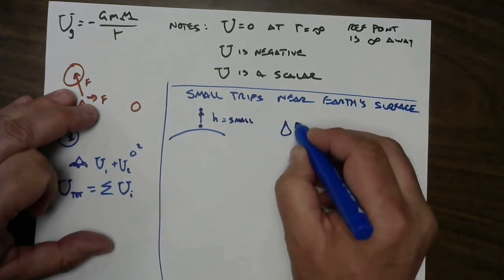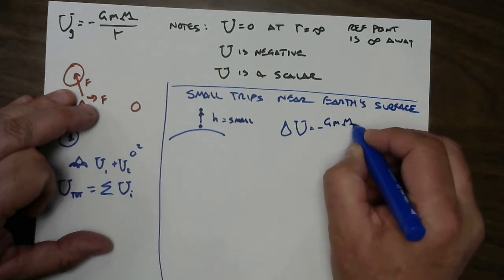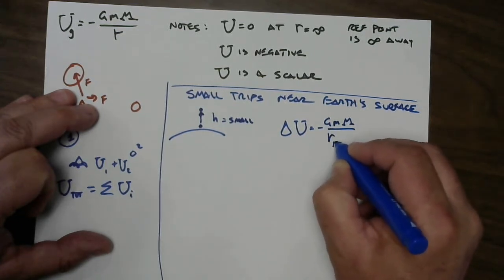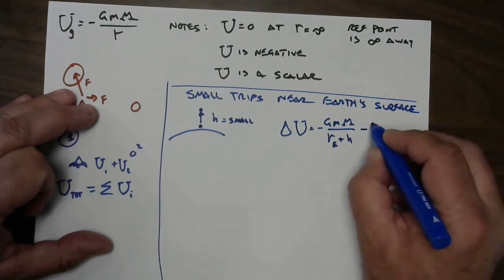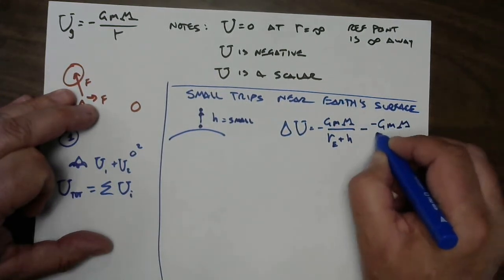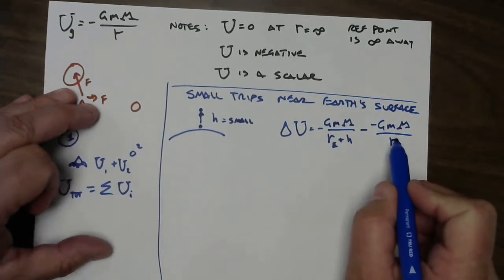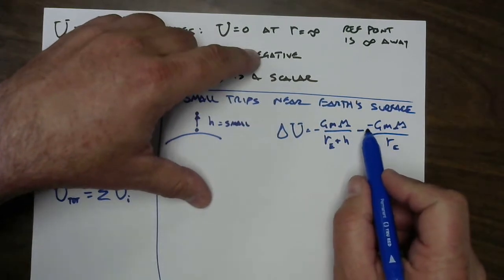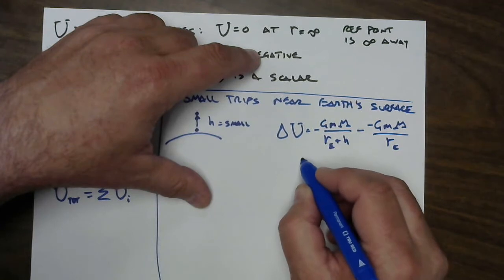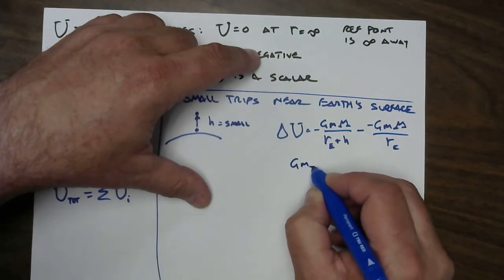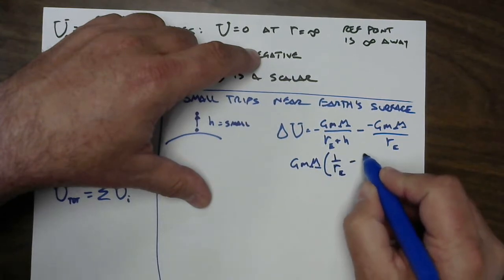That means our change in potential energy is going to be minus GM, mass of the Earth, m, over Re plus h. That's our finishing potential energy, minus minus GMm over Re. That's our starting potential energy. The change in potential energy is final minus initial. Minus a minus is a plus, so I'm going to put this term in front and subtract that term from it. So that's going to be GMm, and then we're going to have 1 over Re minus 1 over Re plus h.